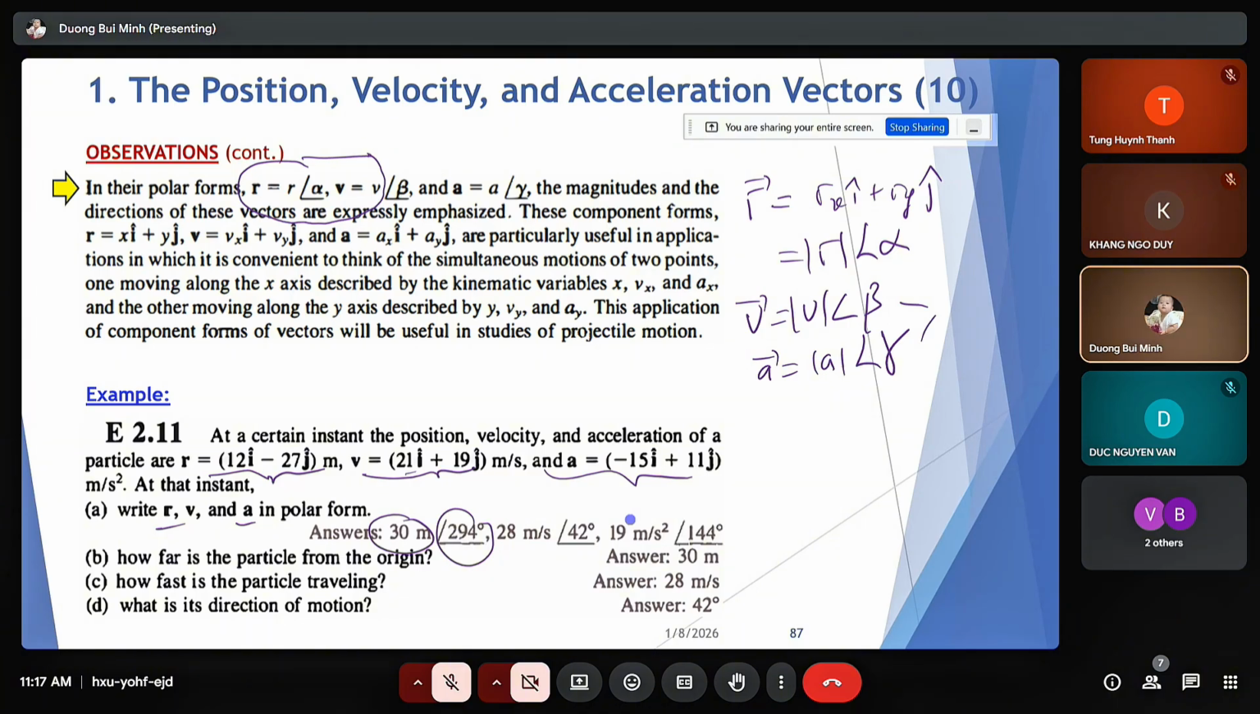Yeah. So now I give you further analysis of increasing or decreasing speed. Any questions so far?